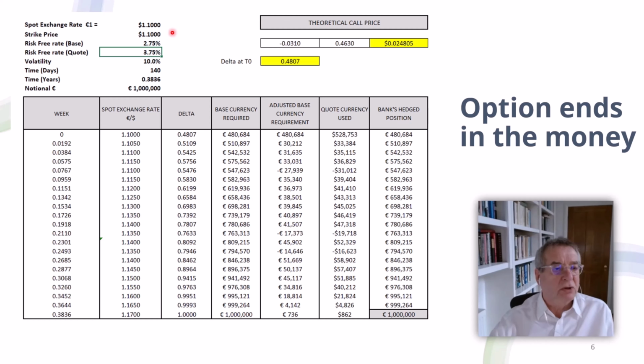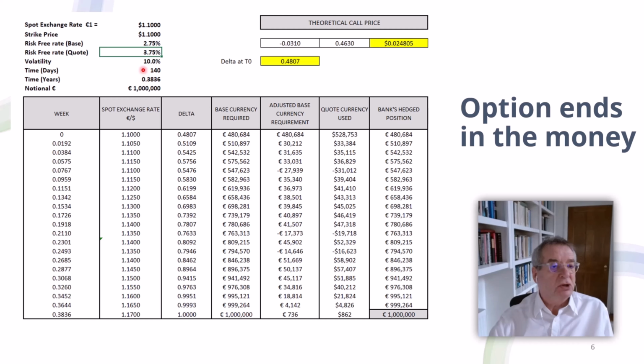Now we need then to price the option, and we need to use a modified version of the Black-Scholes formula, which allows for us to enter two interest rates, unlike, say, an option on an equity where there's only really a need for a single interest rate to be entered into the formula. We now need the two, so we need effectively a risk-free rate for the base, which in this case, of course, is the euro, and a risk-free rate for the quote currency, which in this case is the US dollar.